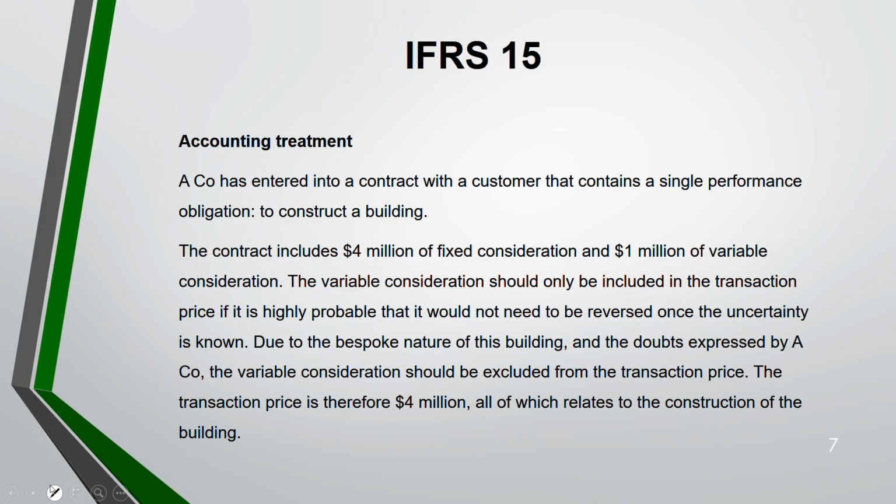But the variable consideration you can only include in your transaction price if it is highly probable that it will not be reversed once the uncertainty is known. Due to the bespoke nature, the nature of the building is very unique. So there are doubts, and because there are doubts, that variable consideration of 1 million should be excluded from the transaction price. You cannot take it as a part of the transaction price. So your transaction price will remain at 4 million only.